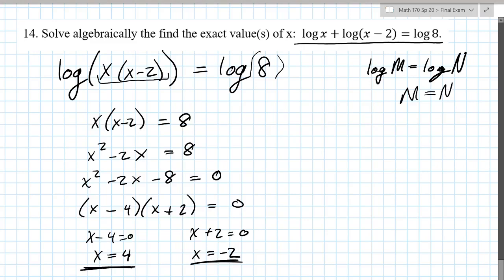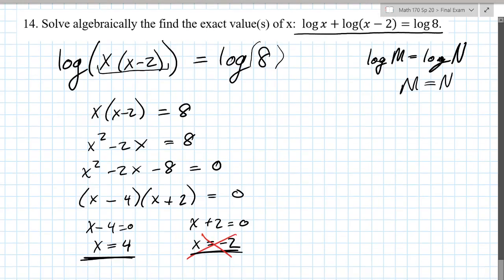What about this negative 2? Log of negative 2 fails to work in part of the problem, so that root is not actually a solution to this equation. So our final answer is x is equal to 4.